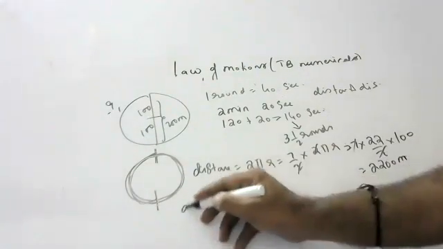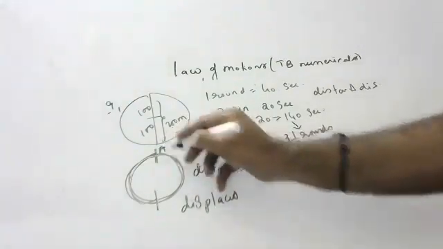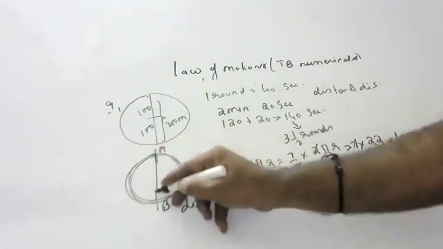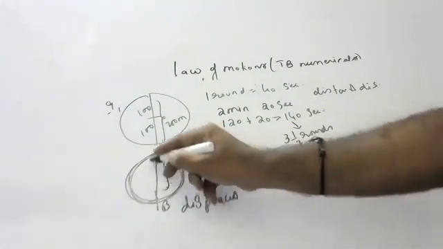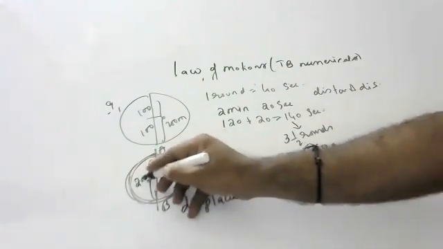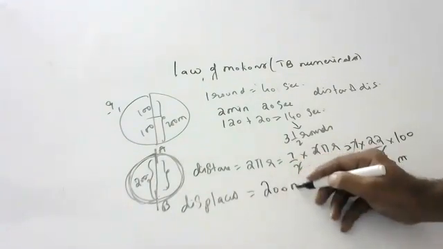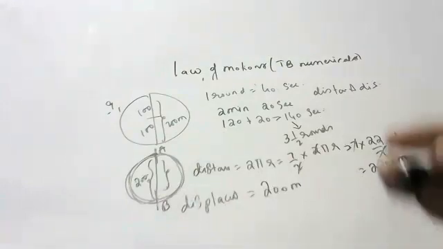And what is the displacement? Anyone? Initially he is here, finally he is here. What is the displacement, children? 200 meters. The distance between the initial and final points is the displacement.